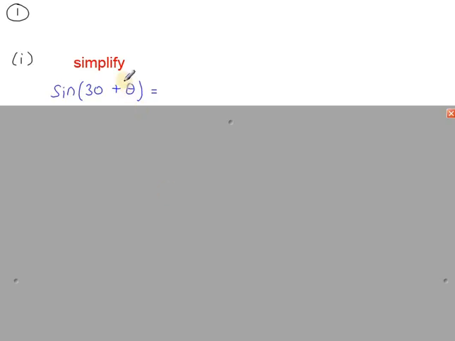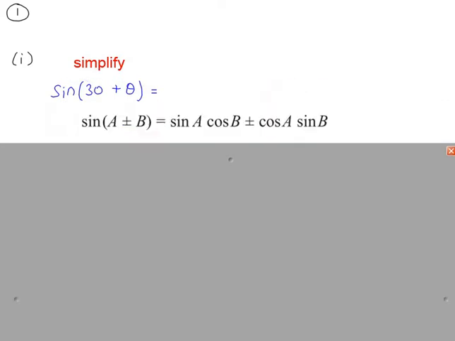Example 1, we need to simplify sine (30 plus theta). What you can't do is this. It's not about expanding brackets and thinking, oh, this is going to be sine 30 plus sine theta. This is wrong. We have to use this identity. We've got sine and we're using two angles. We've got a plus, so if you have a plus here, we have a plus on this side.